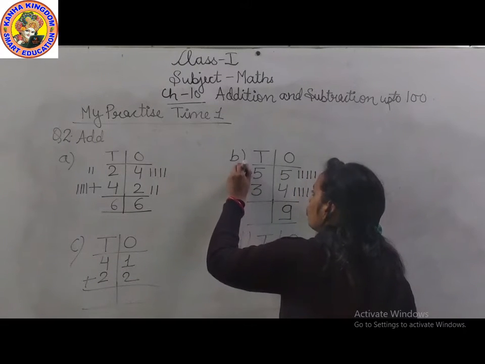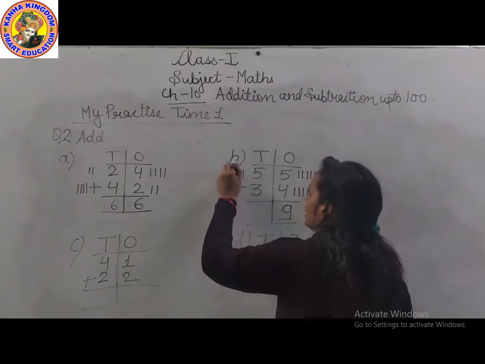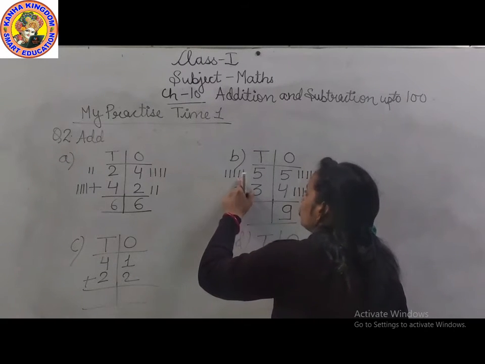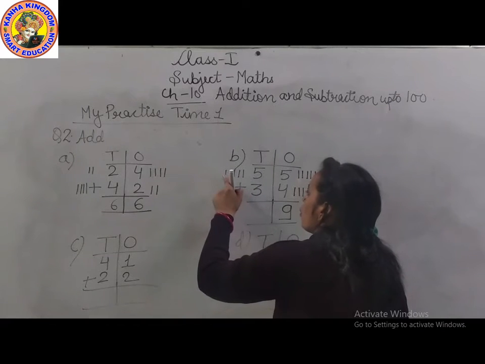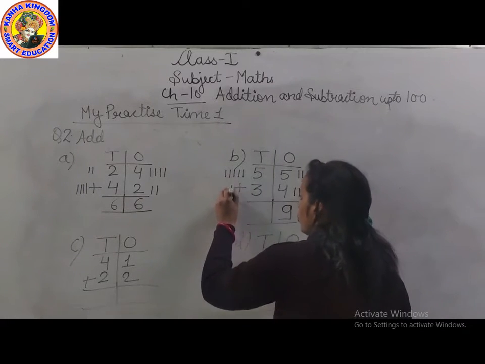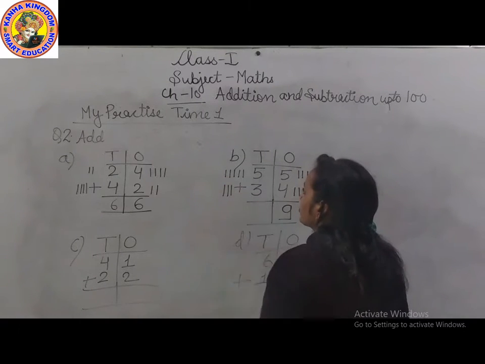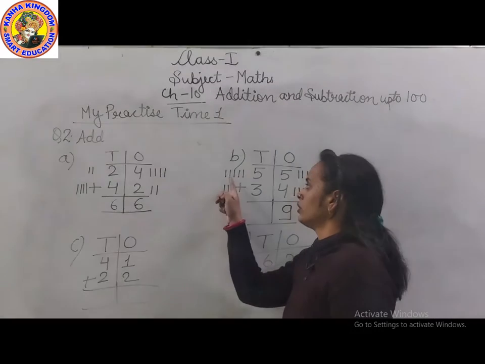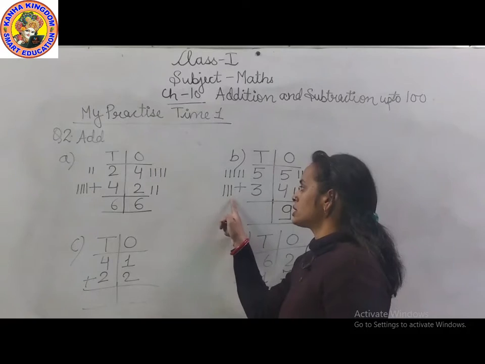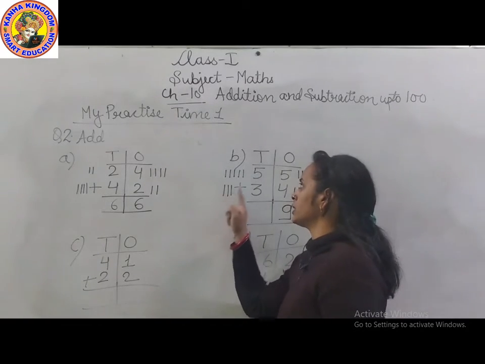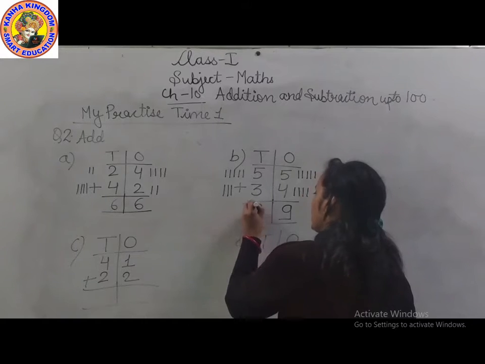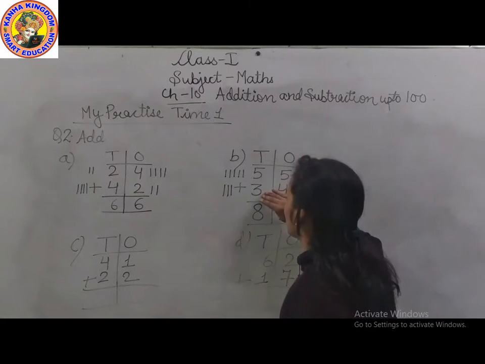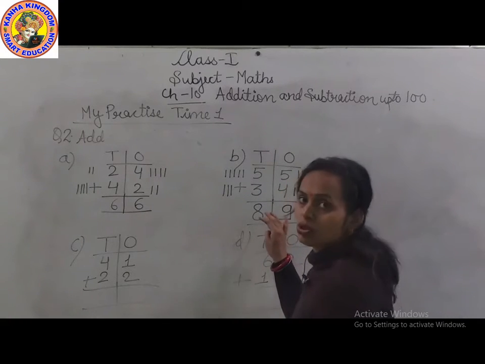Now next, in the tens column: 1, 2, 3, 4, 5 and 1, 2, 3. So 1, 2, 3, 4, 5, 6, 7, 8. So 5 plus 3, 8. Okay? 55 plus 34 equals 89.